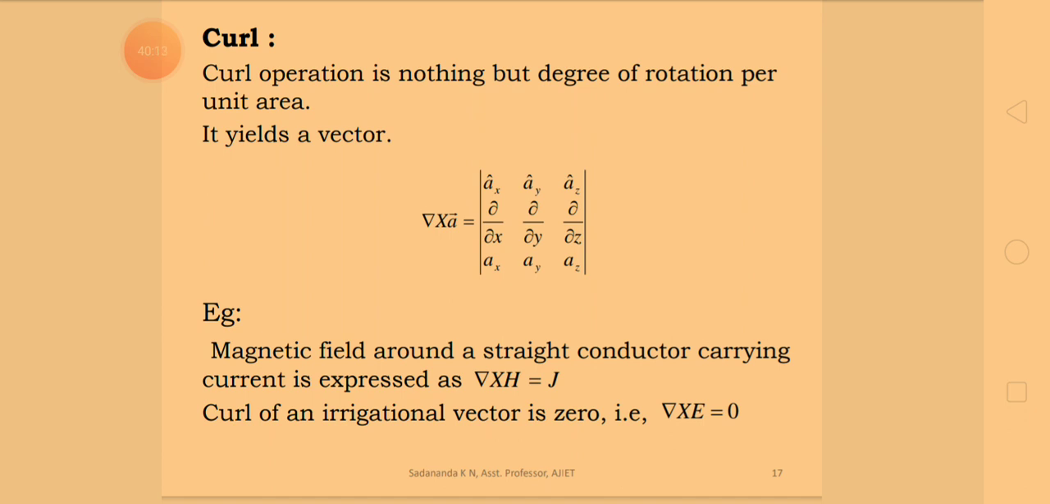Another thing is you can express the curl of an irrotational vector as 0. That means curl of vector E is equal to 0, meaning there is no curling or rotating vector in such cases of the electric field. Therefore, for an irrotational vector, it is not rotating, so there is no rotation. Once the rotation is nil or 0, we can write the curl of that particular vector as 0.